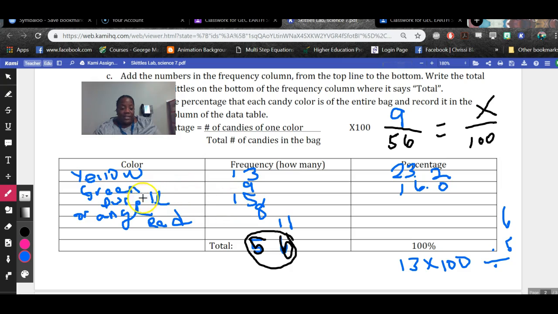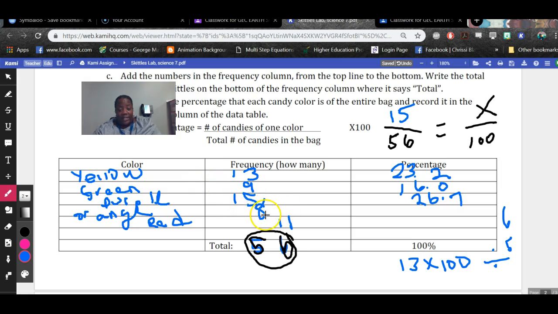So I'm going to do my next number, which is purple, and I have 15 purple. So I will take the 9 out and then do 15 to represent 15 out of 56 Skittles are purple. Same process, cross multiply, 15 times 100, that gives me 1,500, and then I'm going to divide that by 56. By 56, I get 26.7. So I have 26.7 here, okay? Going on to the next number.